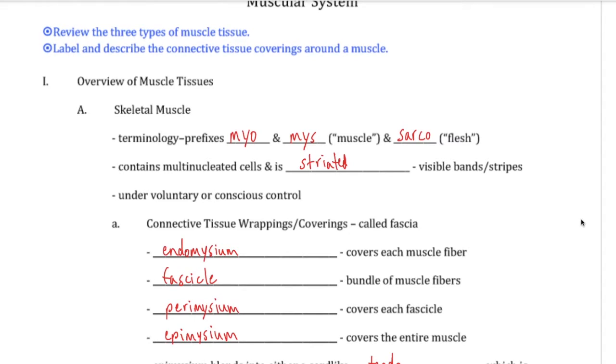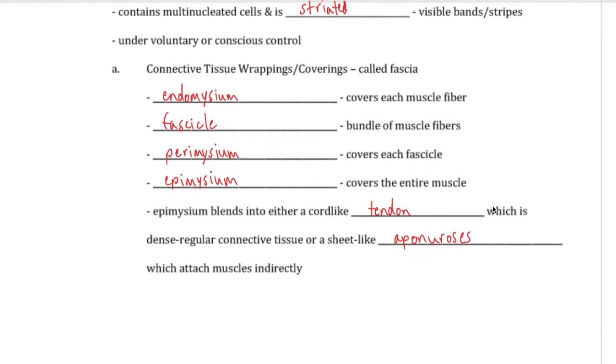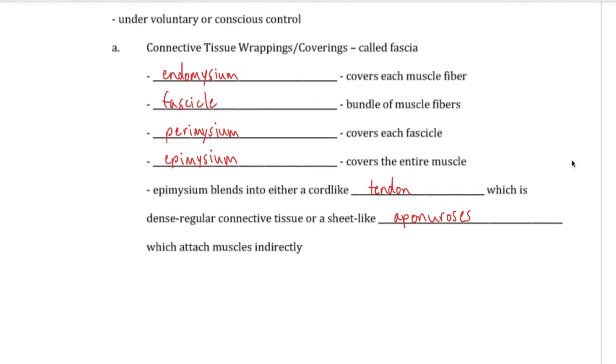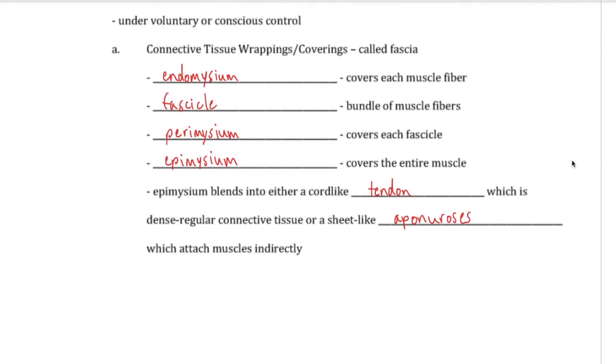So some connective tissue wrappings and coverings called fascia. We have endomysium, which covers each muscle fiber. We have our fascicle, which is the bundle of muscle fibers. We have the perimysium, which covers each fascicle, and the epimysium, which covers the entire muscle. So if we're looking from deep to superficial, we go endomysium to perimysium to epimysium.